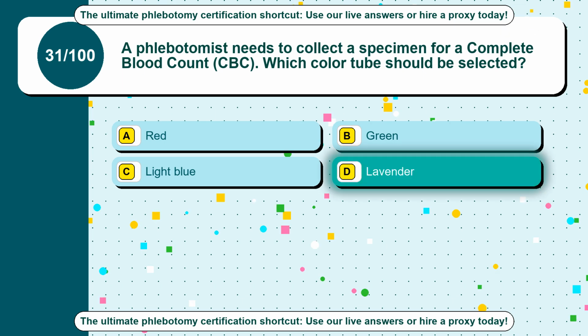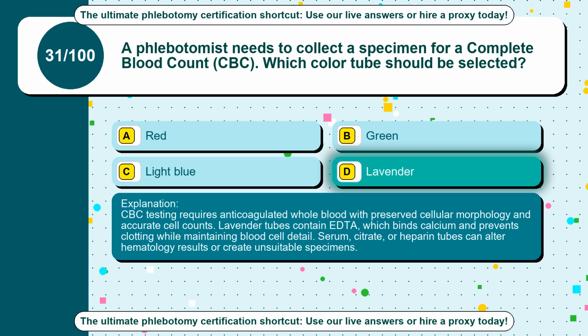Lavender. CBC testing requires anticoagulated whole blood with preserved cellular morphology and accurate cell counts. Lavender tubes contain EDTA, which binds calcium and prevents clotting while maintaining blood cell detail. Serum, citrate, or heparin tubes can alter hematology results or create unsuitable specimens.